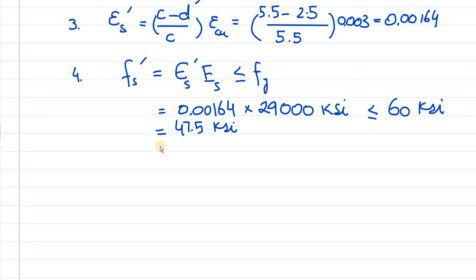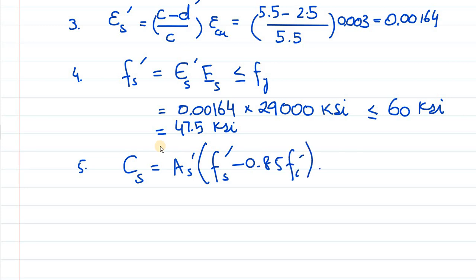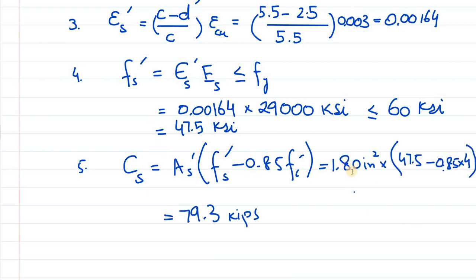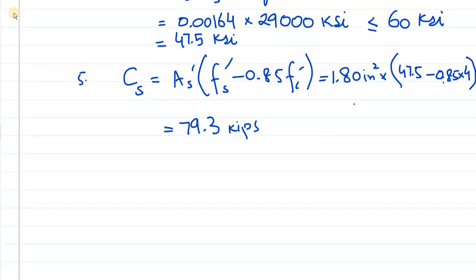Now you can calculate Cs, the compression force contributed by steel. So Cs would be simply equal to As prime into, if you remember this, we will have to take fs prime minus 0.85 fc prime because of what we have already discussed. So you can then put the values. As prime is 1.80 inch square, fs prime, and then you put the value for fc prime and get your answer 79.3 kips. So you have now Cs calculated.